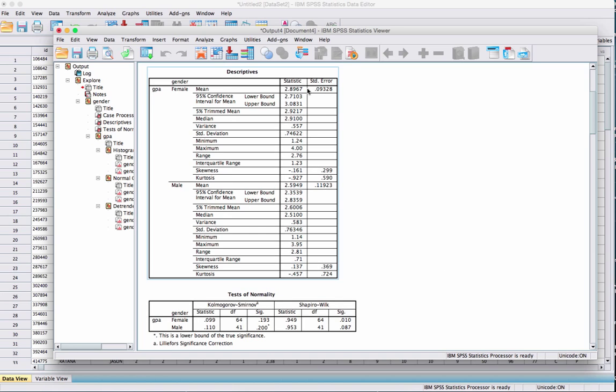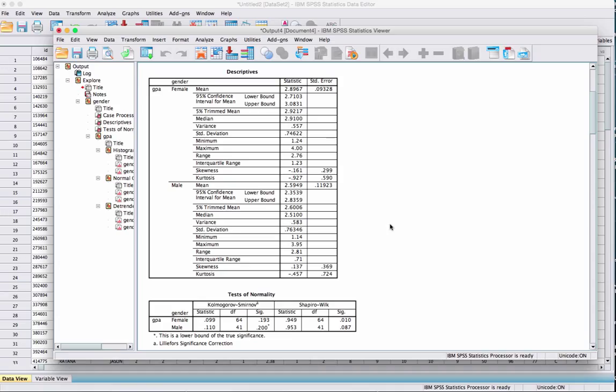We can also see that the males and females do have different GPAs, and the females are higher. But the question is, is the female mean GPA significantly higher than males when taking sampling error into account? We can also compare the variances, 0.557 and 0.583. And the other question is, in terms of the assumptions, do those variances differ significantly?